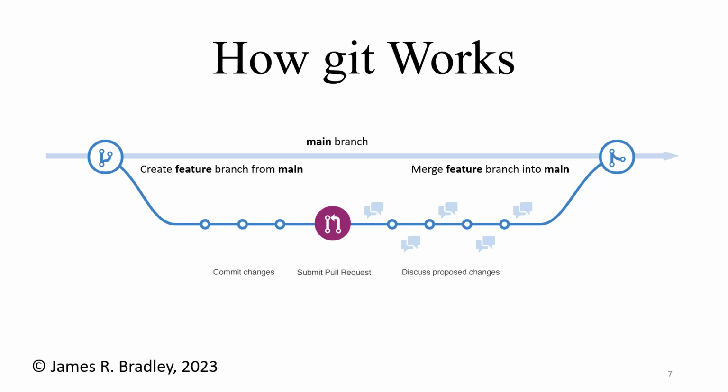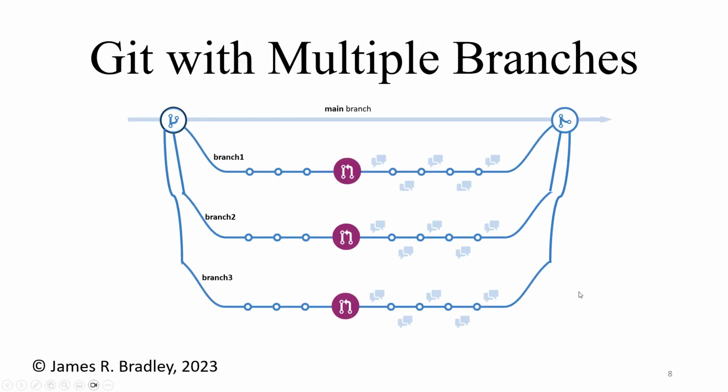If at any point it becomes clear that whatever you're working on in this new feature branch is not going to work out, then the branch can simply be deleted and you haven't disturbed the working code that's represented by the main branch.